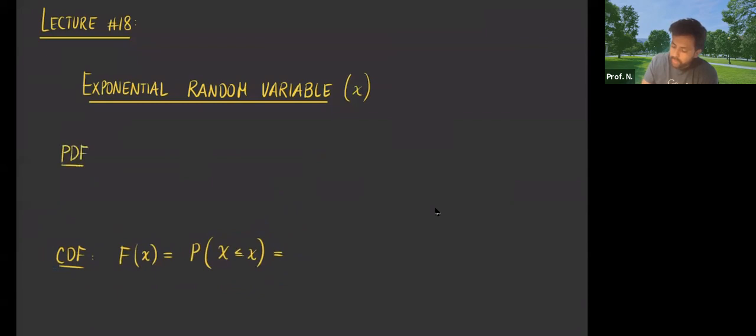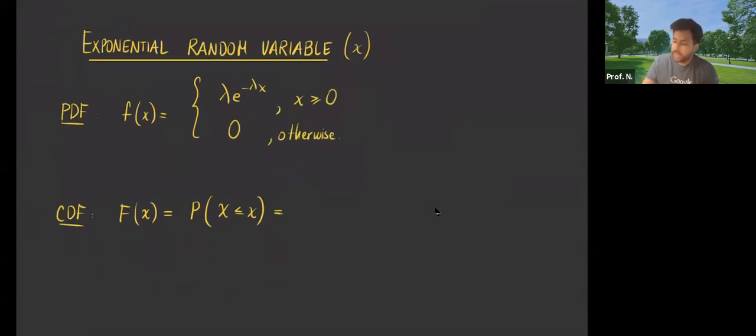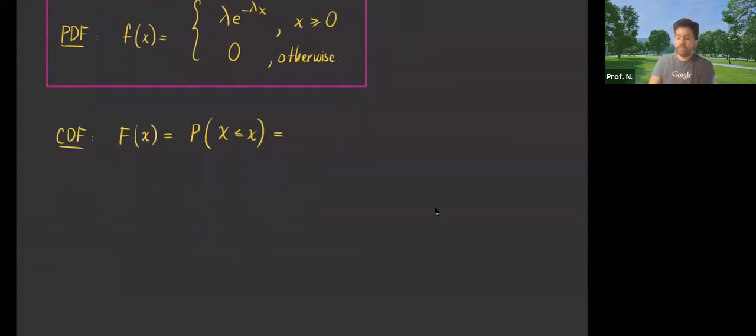So the PDF is a piecewise function, lambda e to negative lambda x. That's when x is greater than or equal to 0, and it's 0 otherwise. Right, that's the PDF, the probability density function. And then we discussed the cumulative distribution function, which looks like this.